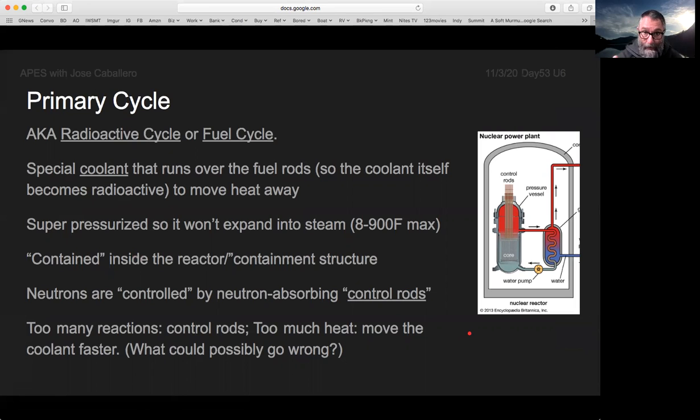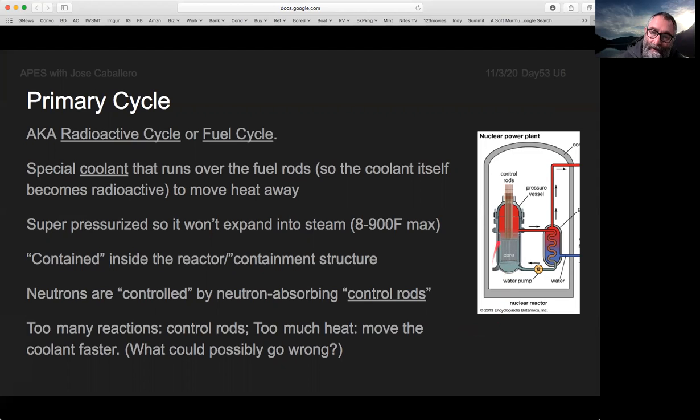So remember that the coolant is now radioactive, right? It's been in contact with decaying atoms. So that means that coolant has extra atomic parts. That means it's radioactive too, right? Unstable extra parts.